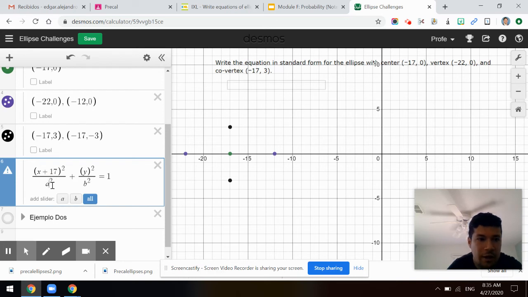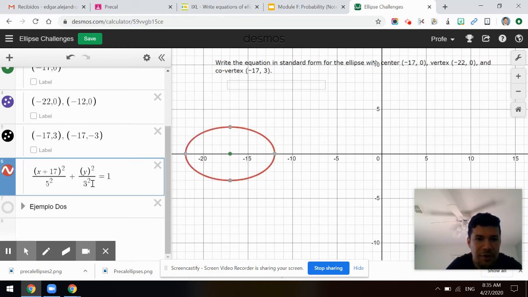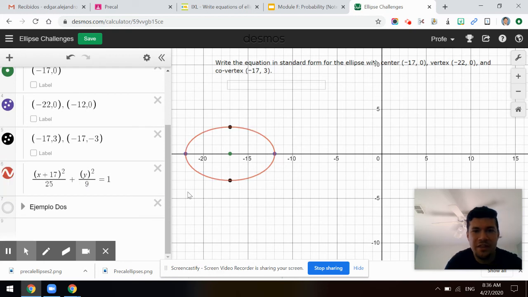So I get to say 5 squared. And for my y, I go 3 units up, 3 units down, so I get to say 3 squared. You can see that my ellipse fits perfectly. The last thing I'm going to do is simplify. Instead of 5 squared, I'll say 25, and instead of 3 squared, I'll say 9. And that is how I can find the equation of my ellipse in standard form.